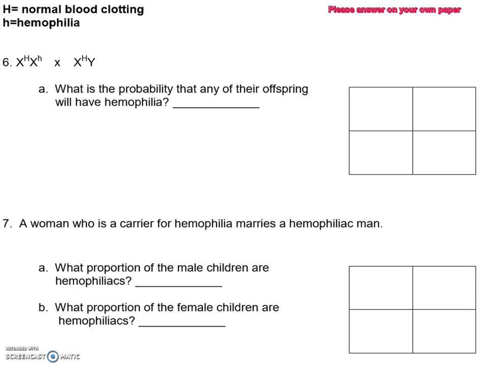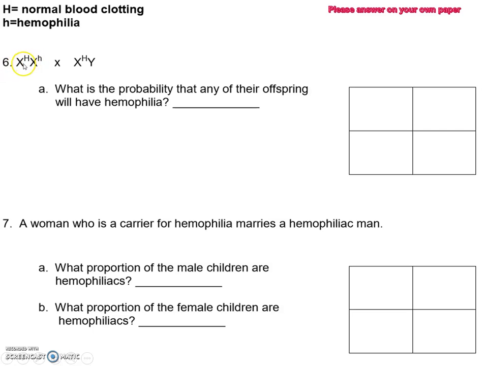And then hemophilia. Now, hemophilia is a situation where someone doesn't have the appropriate proteins that they need for blood clotting. So sometimes they're referred to as free bleeders. So this can be a very serious situation. This could be fatal.